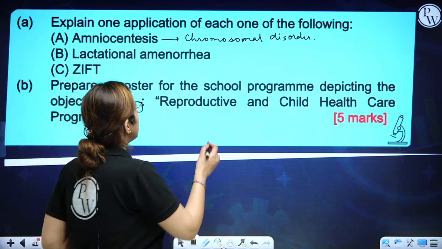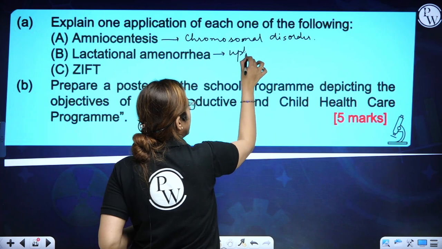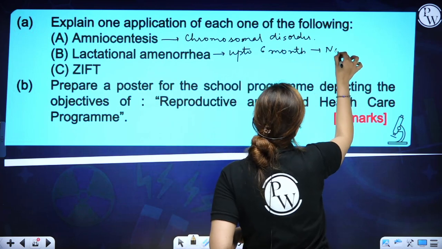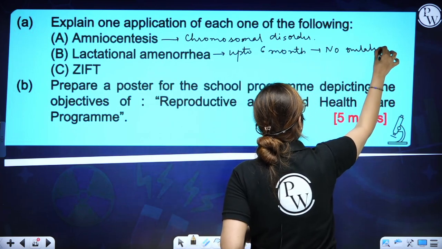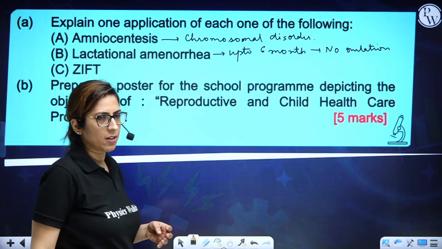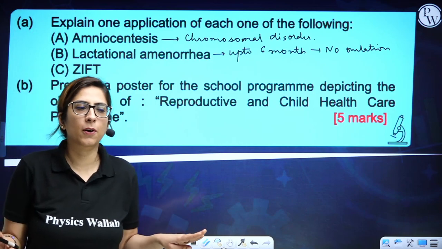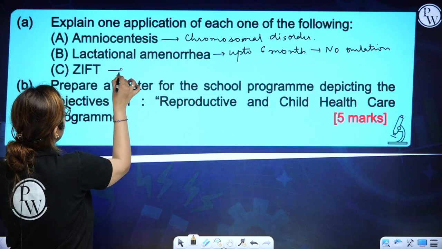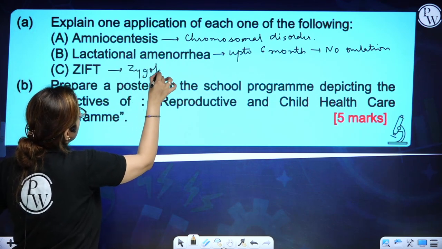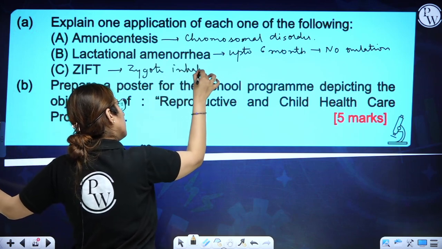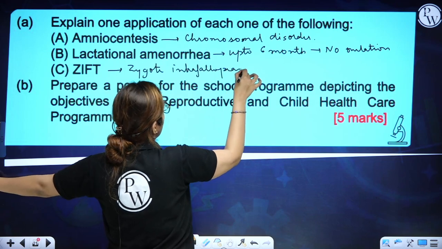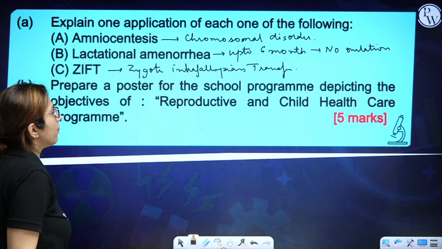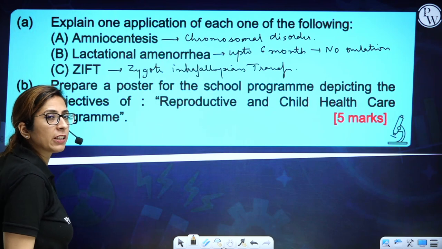Lactational amenorrhea means that in highly lactating women, up to 6 months, no ovulation happens. If no ovulation happens, chances of pregnancy are low, so it is a natural method of contraception, which is not very reliable. The second one is ZIFT, that is, zygote intrafallopian transfer. That means the zygote, up to the 8 cell stage, is transferred into the fallopian tube. So this is a method of assisted reproductive technology.